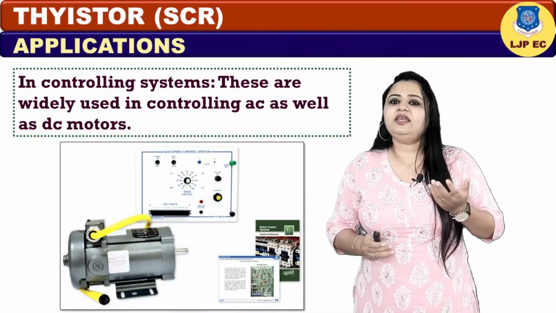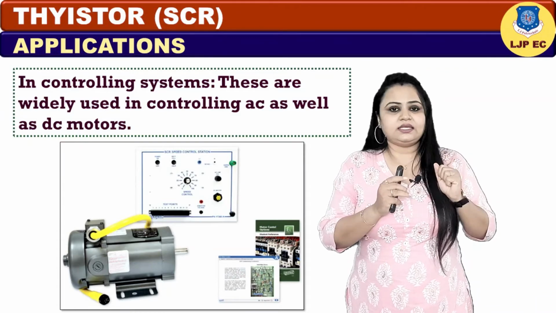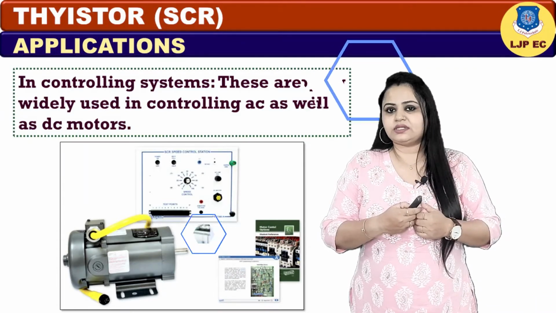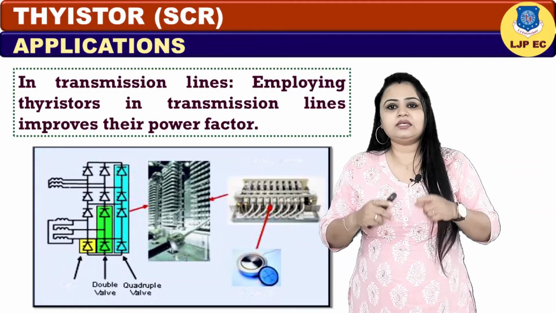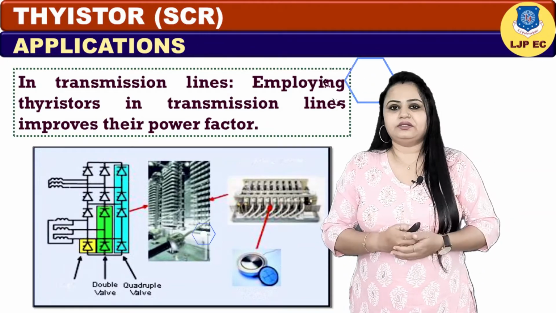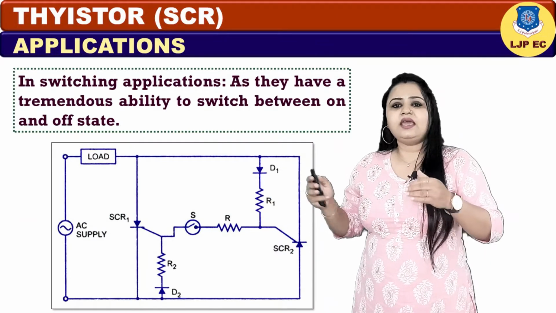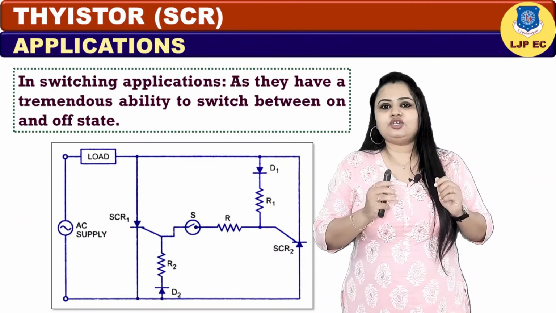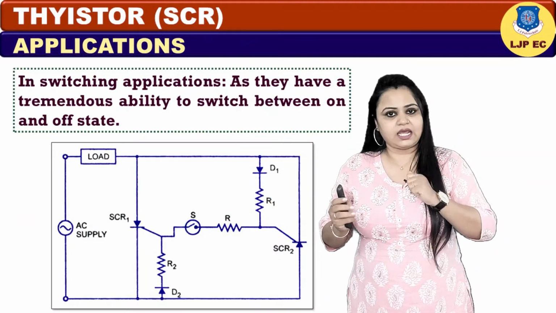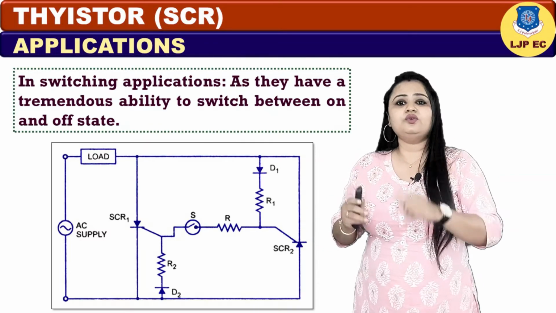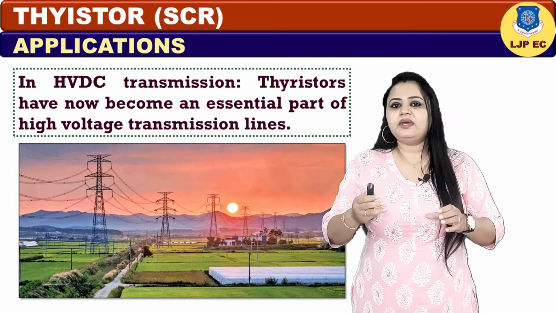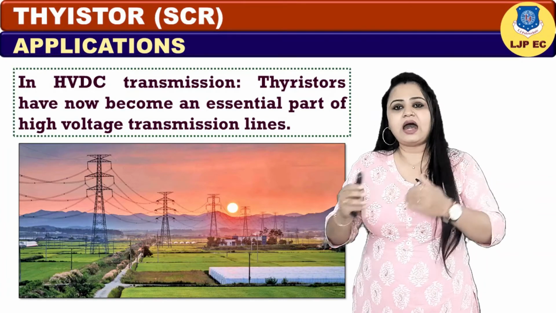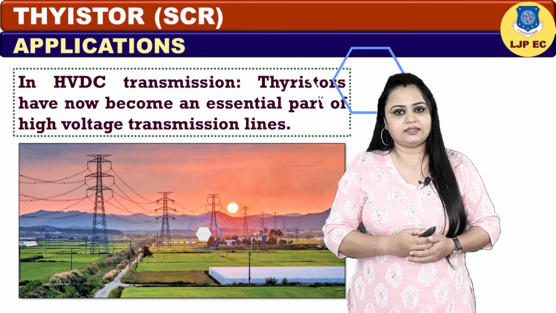Now let us see applications of the thyristor. These are widely used in controlling AC as well as DC motors. Employing thyristor in transmission lines improves their power factor, as they have tremendous ability to switch between on and off state, thus majorly used in switching applications. Thyristors have become an essential part of high voltage transmission lines.